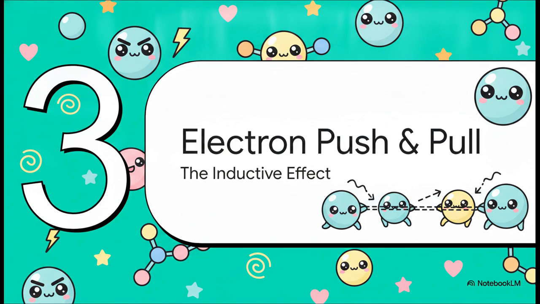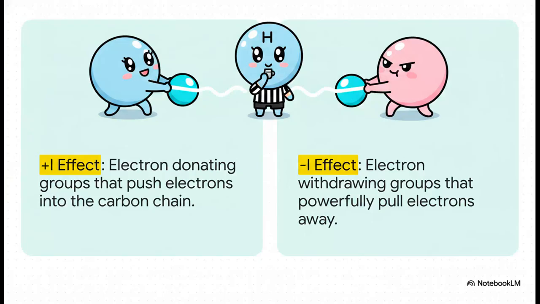All right, Section 3, the electron push and pull. So let's look at how electrons actually behave inside these chains. The crucial concept here is the inductive effect. I want you to think of this as a microscopic game of tug-of-war. See, a normal carbon-carbon bond is nonpolar because both atoms are pulling equally. But the second you attach a different group, that balance completely shifts. Groups with a plus I effect are electron donating. They essentially push their electrons into the carbon chain.